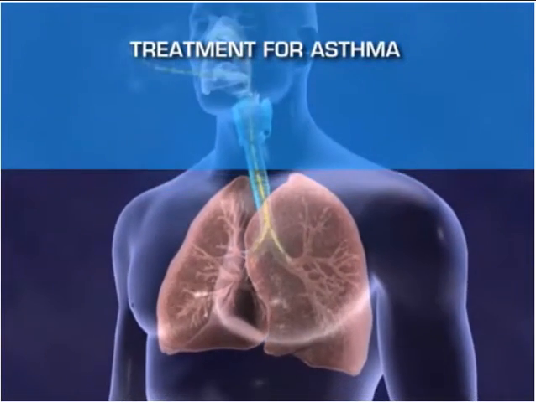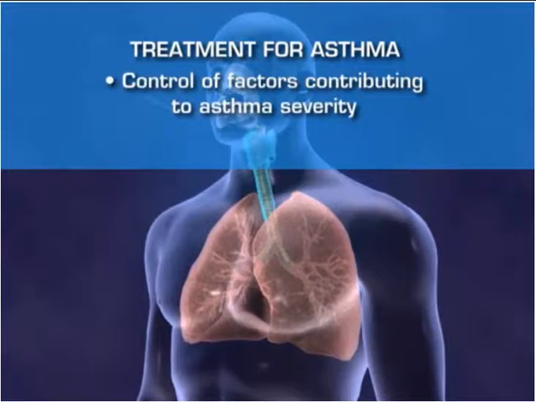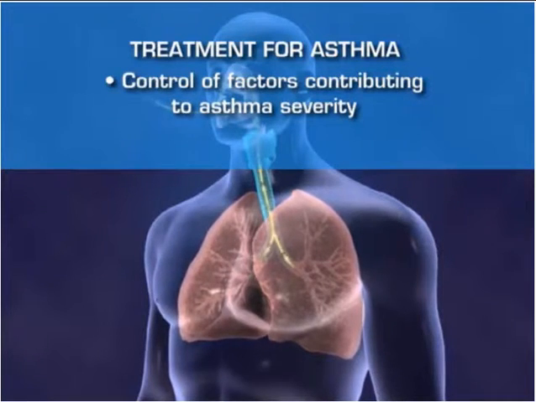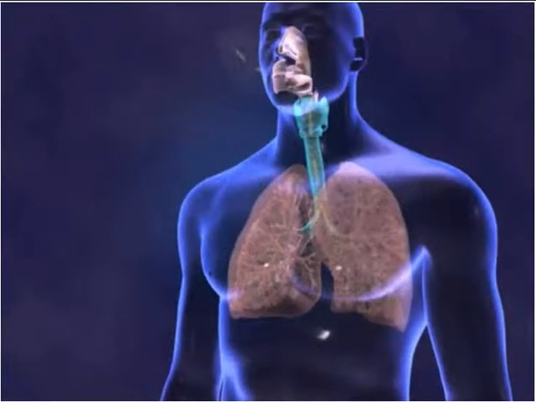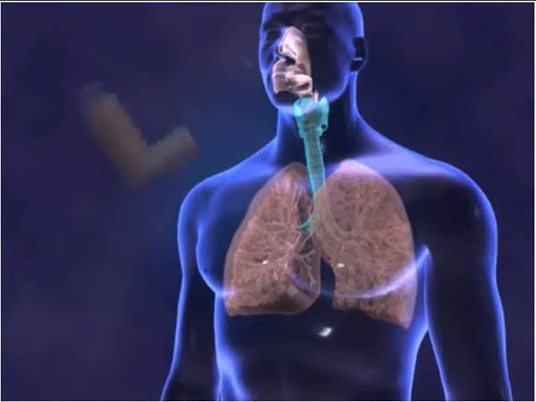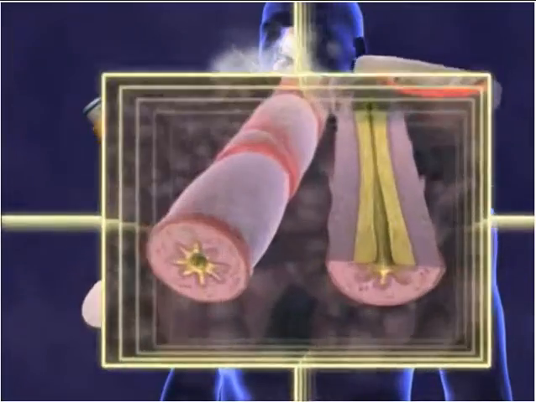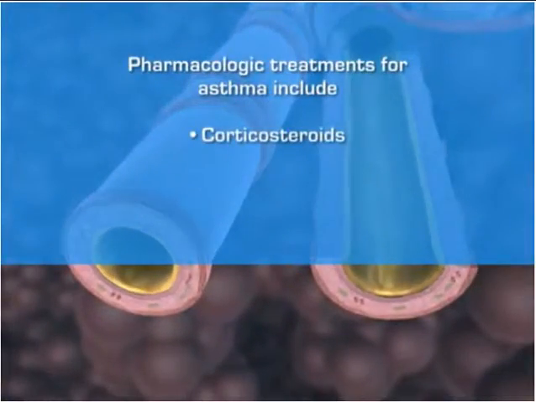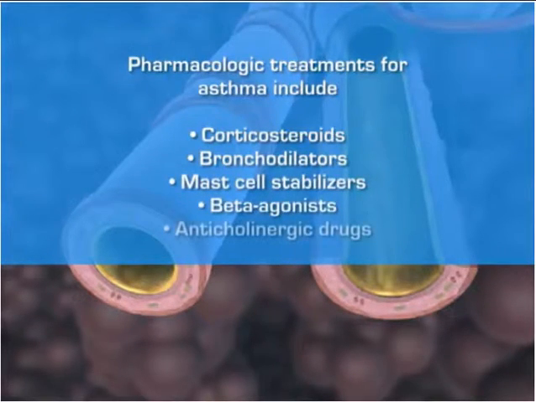Treatment for all asthma patients is approached in two ways: through control of factors contributing to asthma severity, and through pharmacologic treatment. If exposure to triggers can't be avoided, then pharmacologic treatment is usually needed. This can include corticosteroids, bronchodilators, mast cell stabilizers, beta agonists, and anticholinergic drugs.